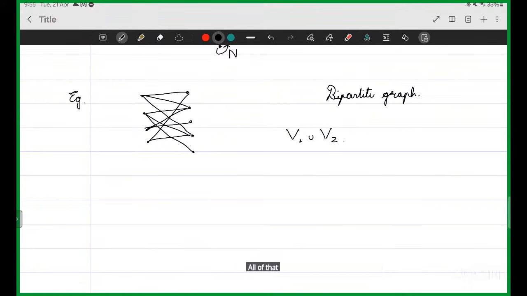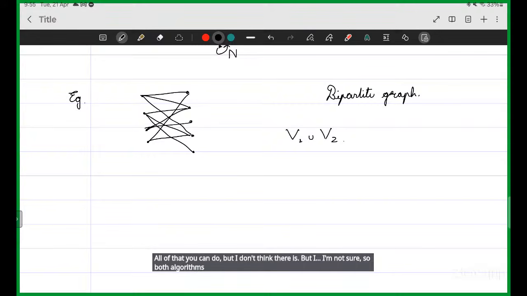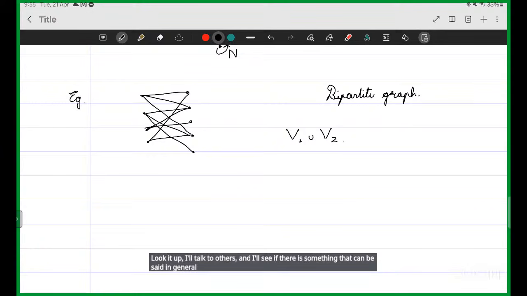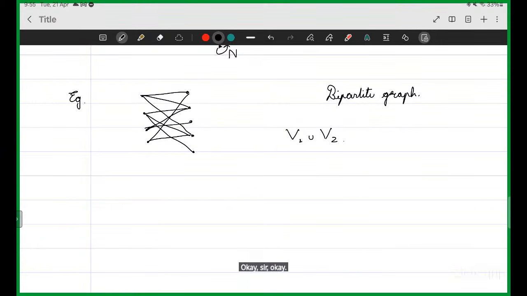All of that you can do, but I don't think there is. But I'm not sure. So for all of these things, independent sets or vertex cover or graph coloring, if there are any algorithms, I'll look it up. I'll talk to others and I'll see if there is something that can be said in general. In the next session or the session afterwards, I'll give you more clarity. Okay, sir. Thank you.